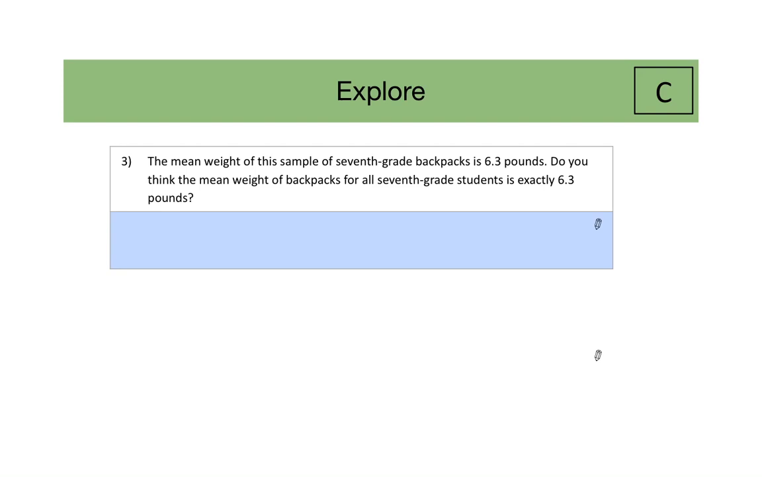Please note that for this portion of the Explore, originally it had questions 3 and 4 on the same slide, but in order to not overwhelm students with disabilities, I put them each on separate slides. That being said, question 3 asks, the mean weight of this sample of 7th grade backpacks is 6.3 pounds. Do you think the mean weight of backpacks for all 7th grade students is exactly 6.3 pounds? Students should note that the answer is no, because 6.3 pounds is the mean of a sample, and the population mean will be probably at least a little different.